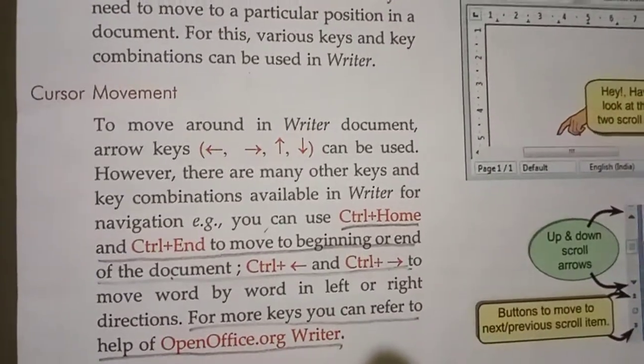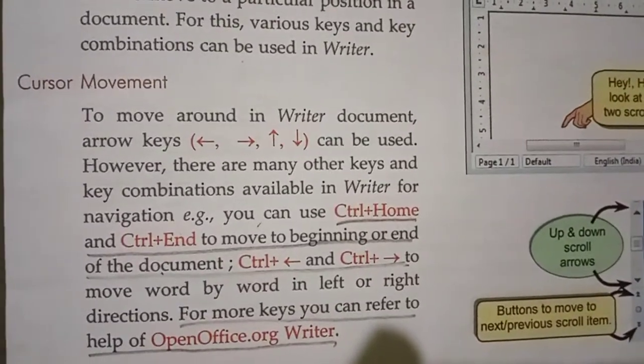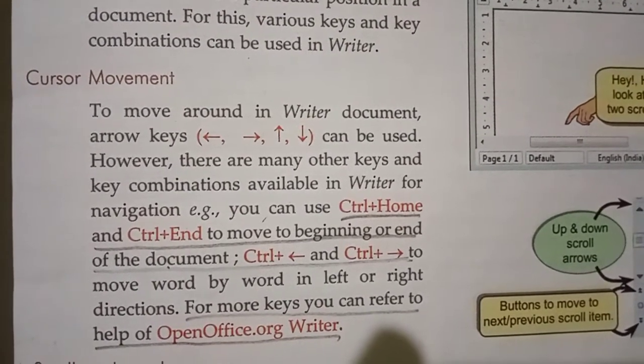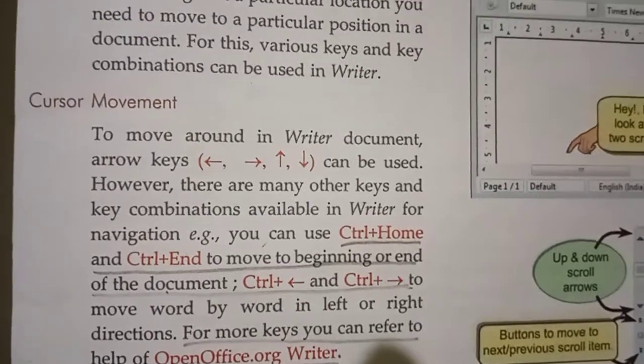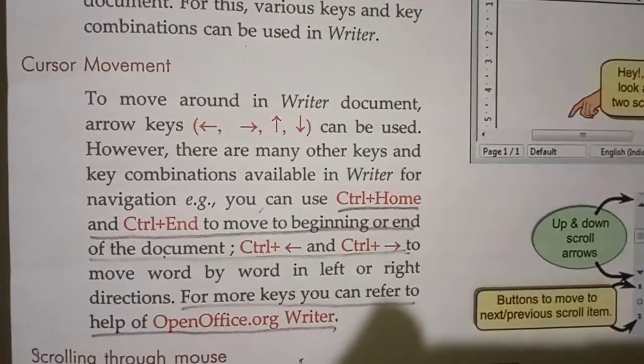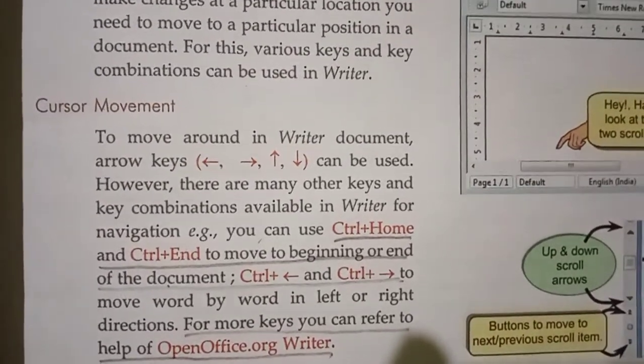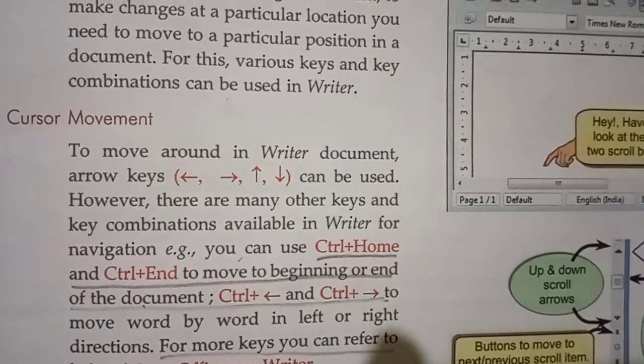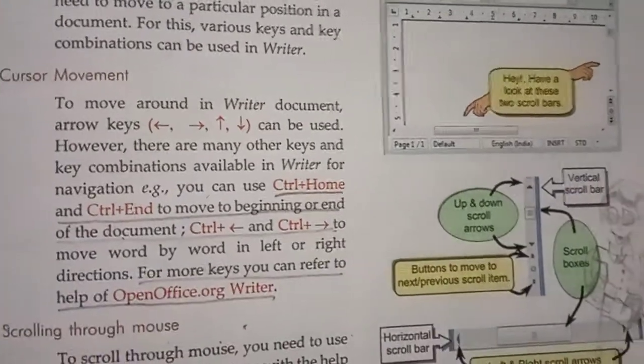So now we study cursor movement. We can use the arrow keys, then control plus home for moving to the beginning of the document, control plus end for moving to the end of the document, then control plus left arrow means the start of the word, and control plus right arrow means the end of the word. Okay, this is the cursor movement.